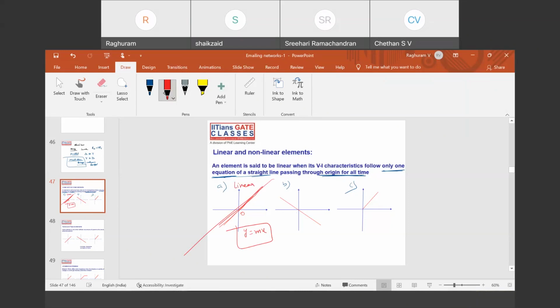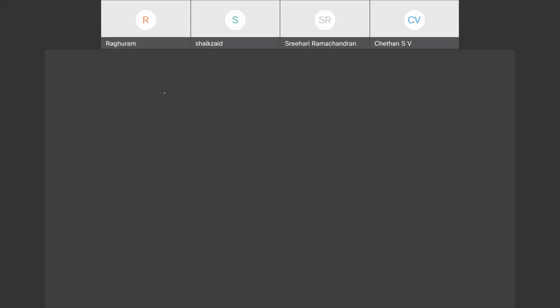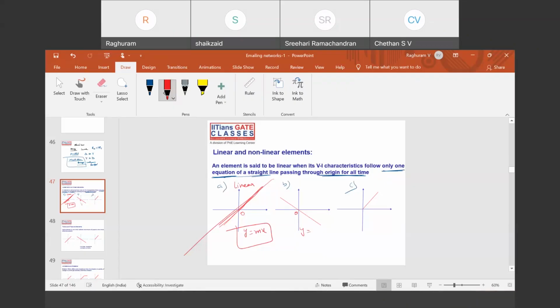Coming to B, same thing. This is the origin, and this is only one equation, one straight line: y is equal to minus mx. The slope is negative, but still this is an equation of a straight line passing through origin for all time. So again, this is a linear one. What about C? C is passing through origin, a straight line equation, but this is not one straight line for all time. For all the negative times, it's 0. So this is a non-linear element.